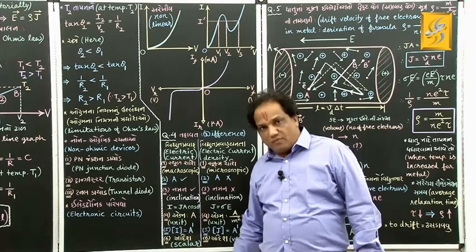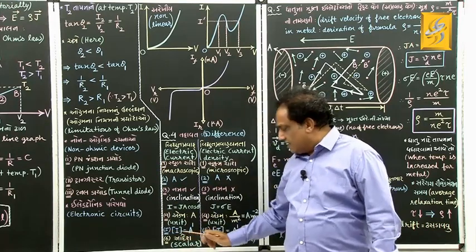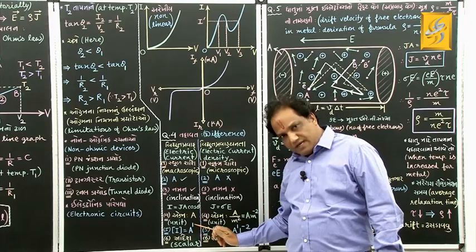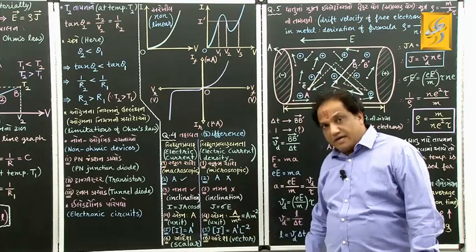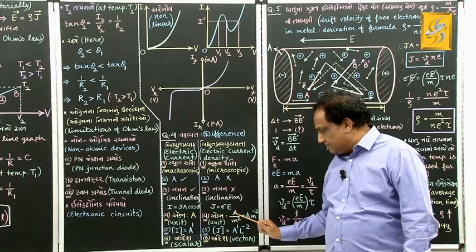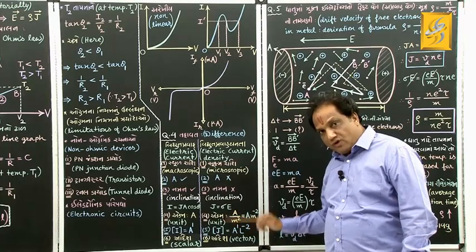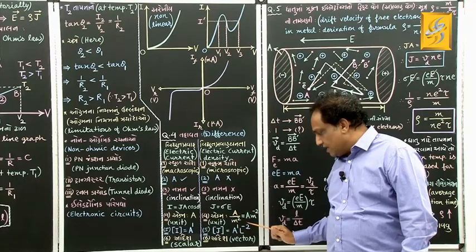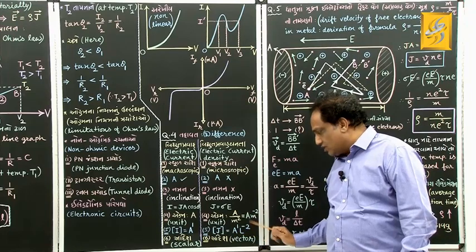What about dimensional formula? For electric current it is A raised to 1, correct. For electric current density it is A raised to 1 divided by L raised to 2, which will go up as L raised to minus 2, correct. A raised to 1, L raised to minus 2, fine.